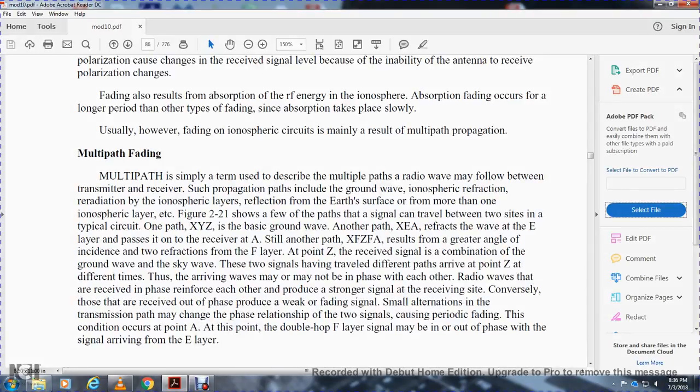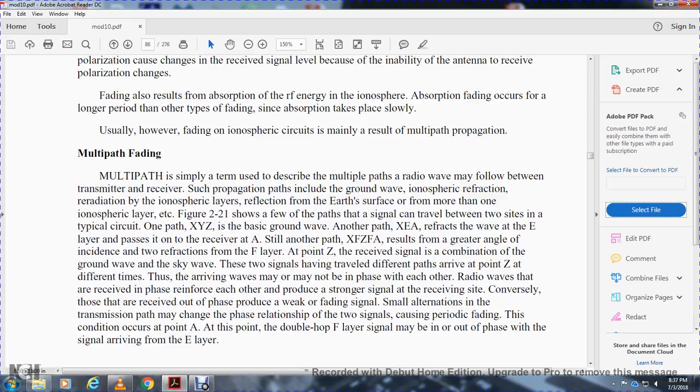All right, multipath fading. Multipath is a simple term used to describe the multiple paths the radio wave may take between the transmitter and receiver. These propagation paths include ground wave, ionospheric refraction, re-radiation, and reflection from the Earth's surface from more than one ionospheric layer.